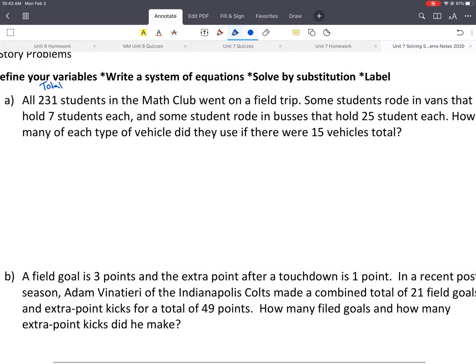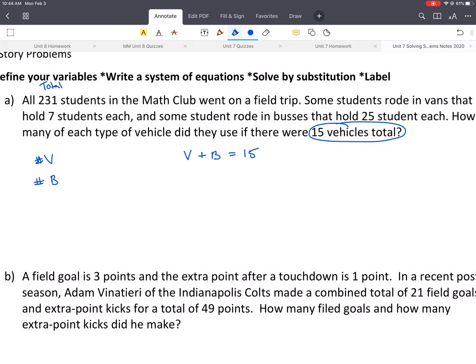Okay, so first define the variables. Our variables are going to be what we're trying to find. How many of each type of vehicle? So we have the number of vans, and also the number of buses. But they tell us that they used 15 vehicles total. So all of the vans plus all of the buses is equal to 15 vehicles total. So there's one of our equations.